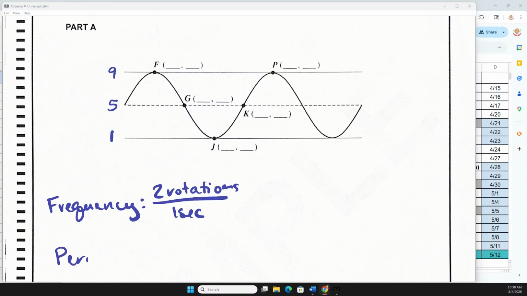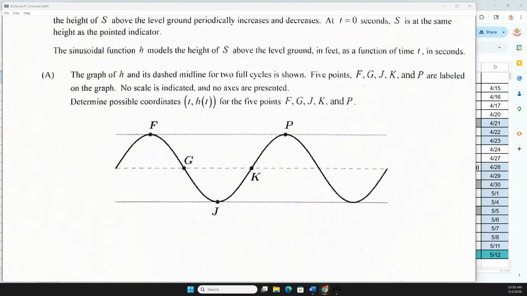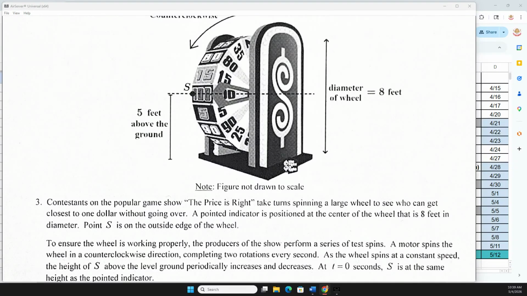So what is the period going to be? 1/2, the reciprocal of that. All right, and this is where I think this question is challenging. So I know it starts at 5, but the wheel is spinning like this. So after it's at the midline, where does it go to next? A minimum.